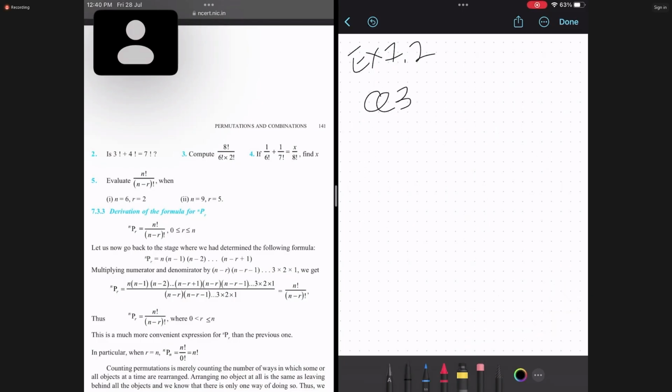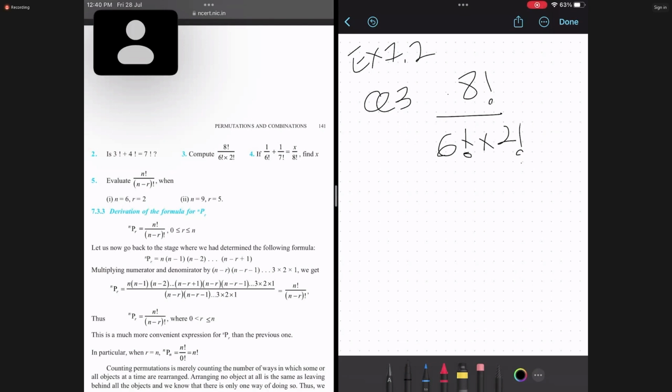Question number 3. We have to compute 8 factorial upon 6 factorial into 2 factorial. If you had to approach this question in the brute force manner, what you would do is first calculate what is 8 factorial, which would come out to be some big number, and we have calculated that in the first part of this exercise itself. And then you would calculate 6 factorial, which would again be a big number, multiply that by 2 factorial and perform the division. But that is a very non-efficient way of doing things.